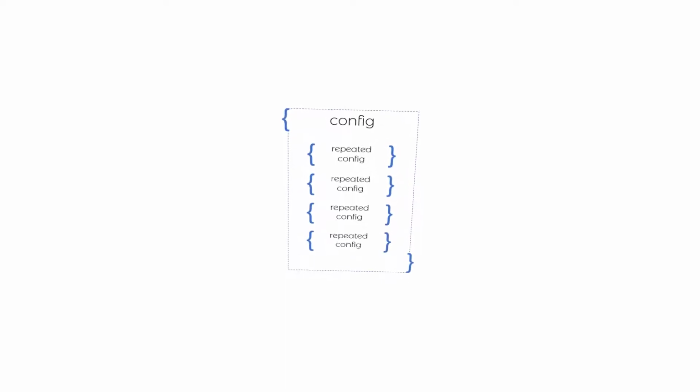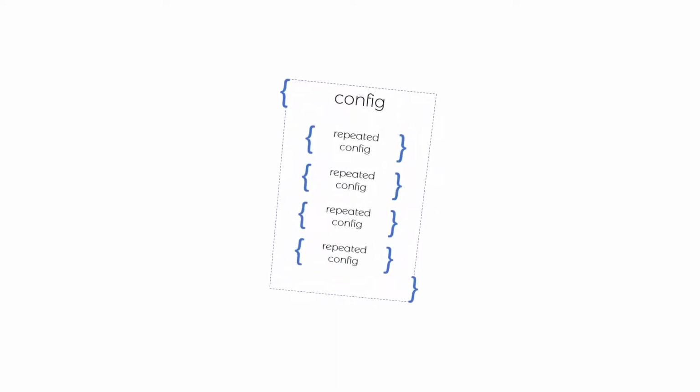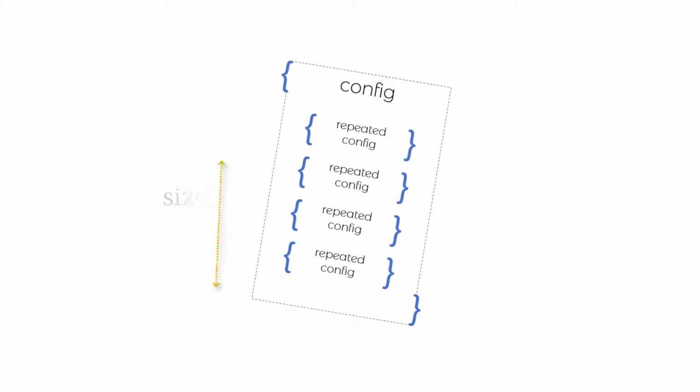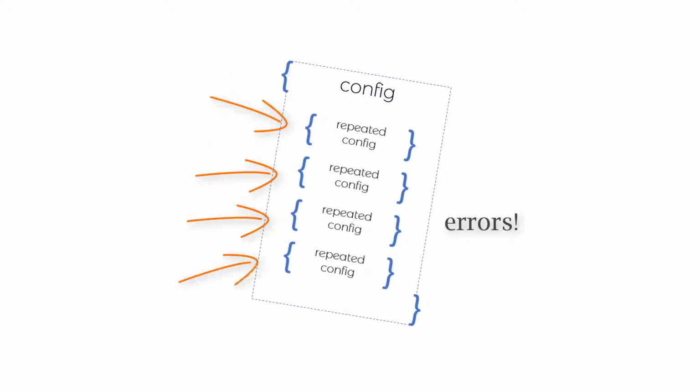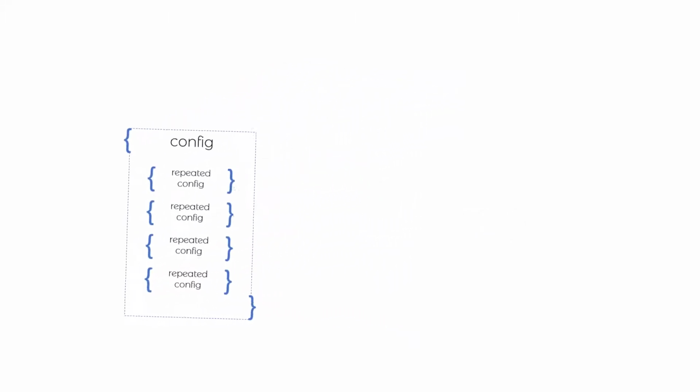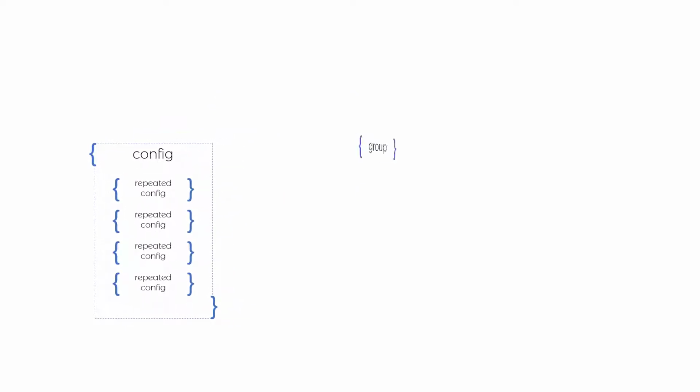Let's say you have a few configuration statements that are repeated multiple times in the device configuration. These repeated lines not only increase the size of your configuration, but also make it error-prone in case of any changes, as repetitive changes are needed at multiple places. With config groups, you can manage repeated configuration statements with ease.